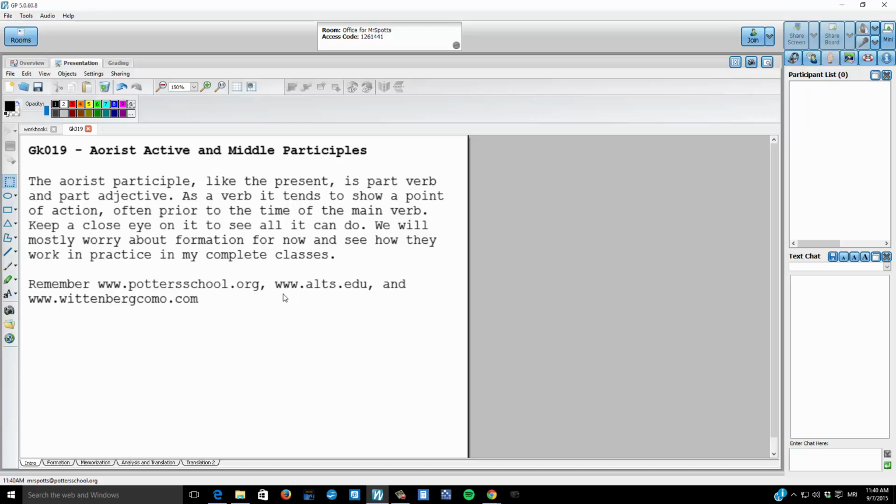And because it's in the aorist tense, you're going to see that it usually shows a point of action, as opposed to the present participle, which would show a line of action. This is a point of action, and it's often prior to the time of the main verb, at least inasmuch as the participle is like a verb. Very often the participles appear more like adjectives, and the time element goes away.